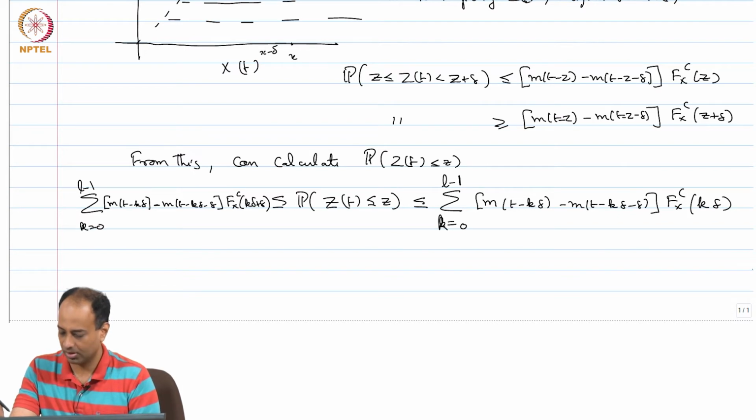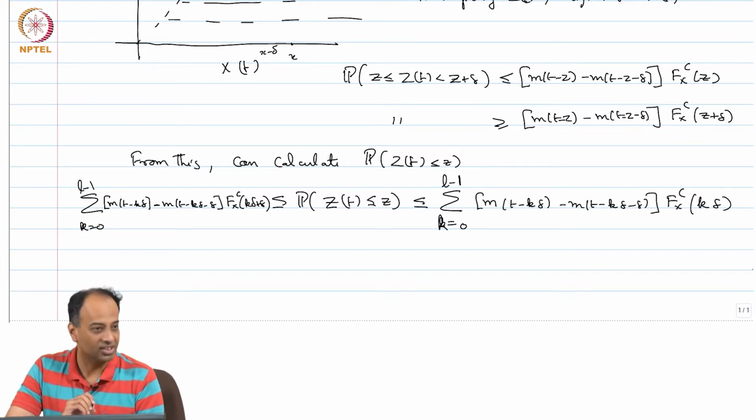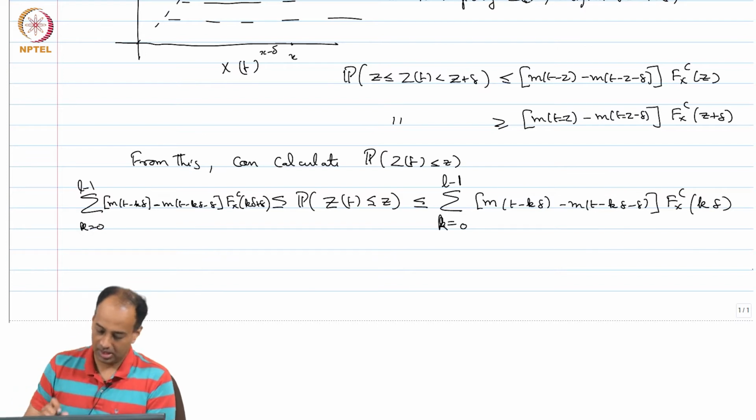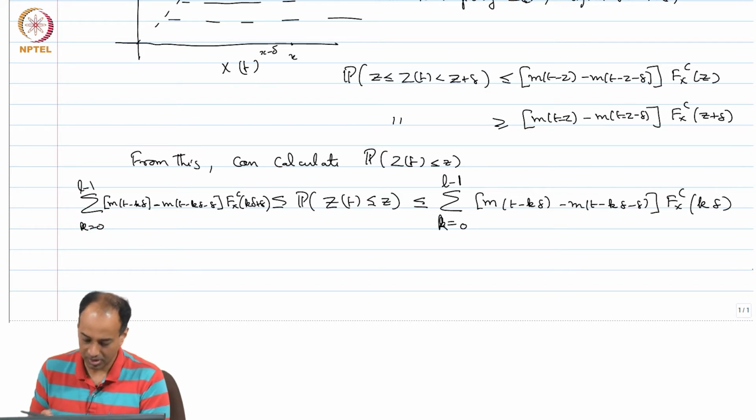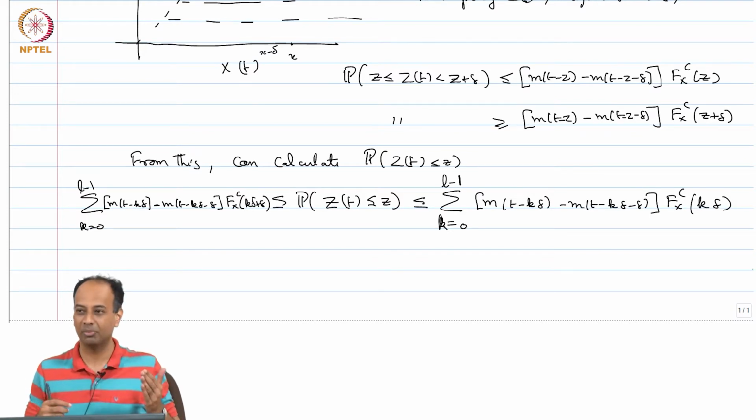Okay. Now, if I send, say, delta to 0, what happens is the question, right. I want to take the probability of Z less than or equal to z and bound it between these two sums, and I send delta to 0. What happens to these sums? That is the question. The answer is that these sums, which are lower bounds and upper bounds to this CDF of Z_t, approach certain integrals when I send delta to 0.